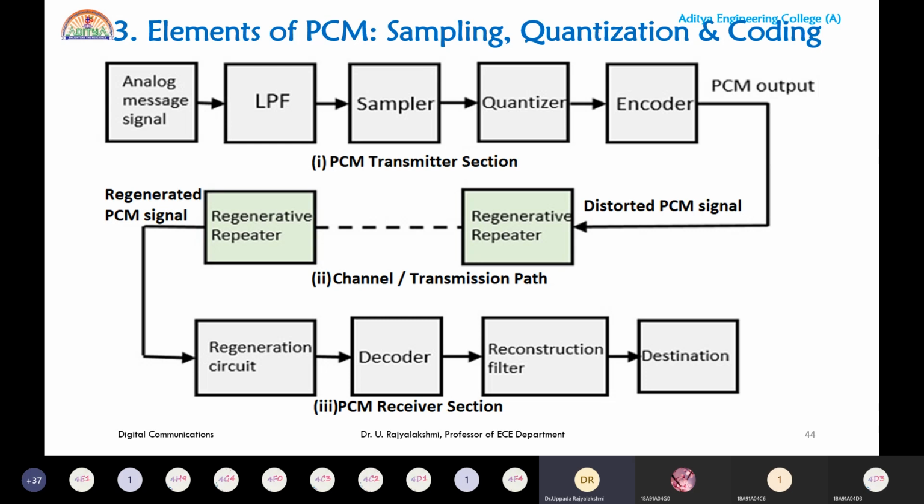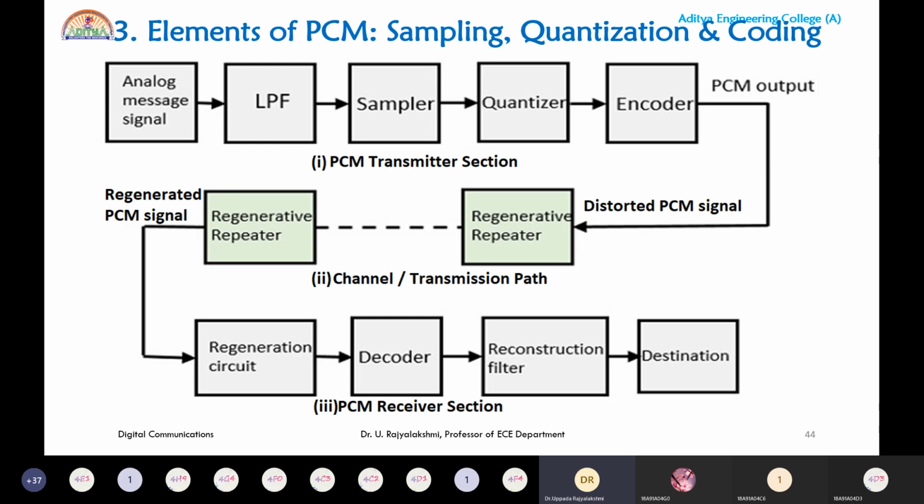I can say that the low pass filter eliminates the frequency components greater than fm, where fm is the frequency of the maximum frequency component of the message signal. Next, the output of the low pass filter, which is only the message signal frequency component, is applied to the A to D conversion process, which includes the sampler, quantizer and encoder. Already we discussed some points regarding the sampler.